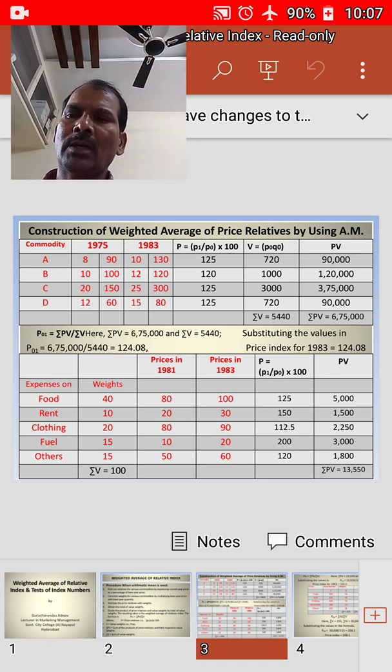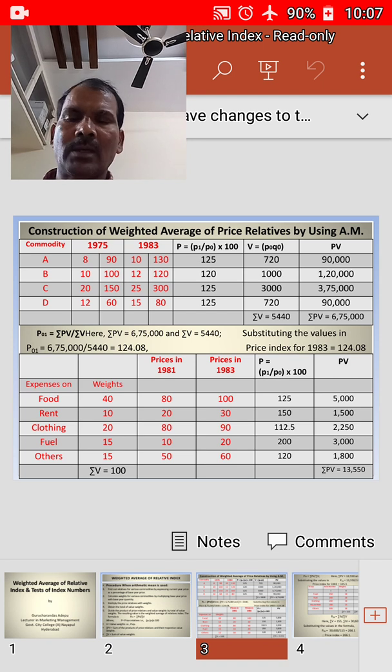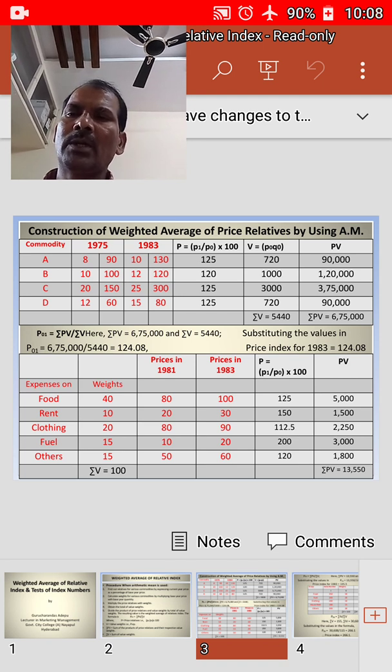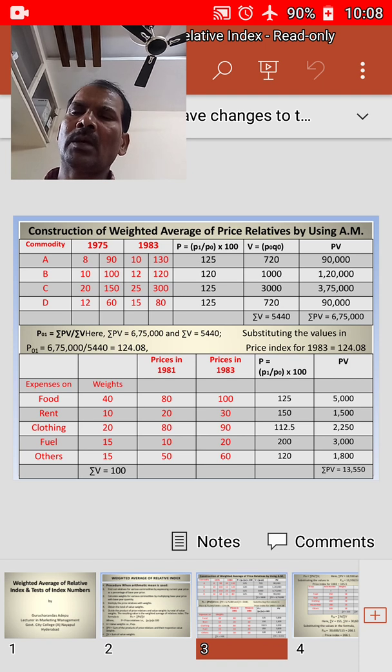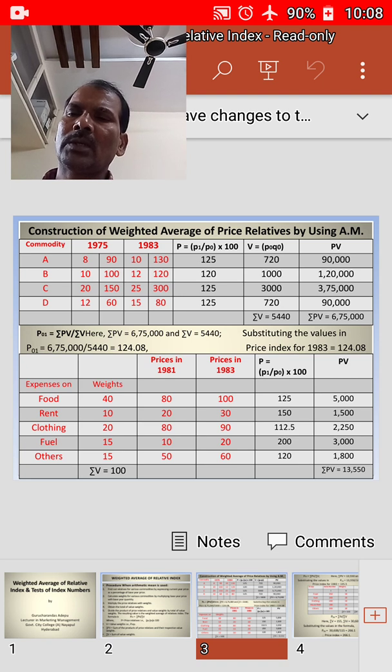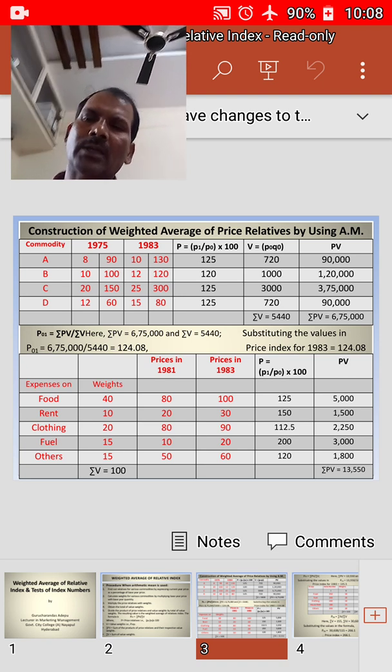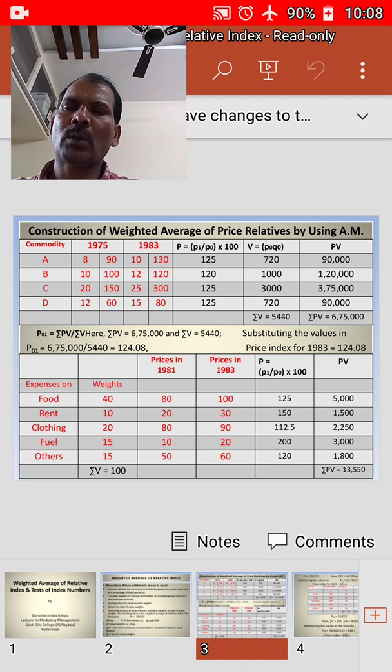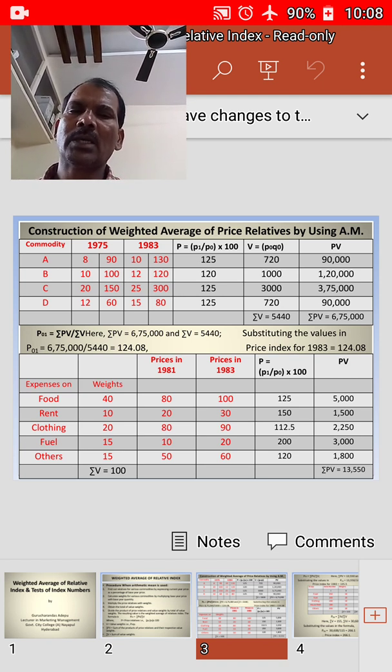We have calculated, and we have given in the problem itself, and we need to multiply both. That is 40 into 125 is equal to 5000. 10 into 150 is equal to 1500. 20 into 112.5 is equal to 2250, and 15 into 200 is equal to 3000. 15 into 120 is equal to 1800. If you sum up all these, if you add all these, you will get sigma PV, that is 13,550, right?